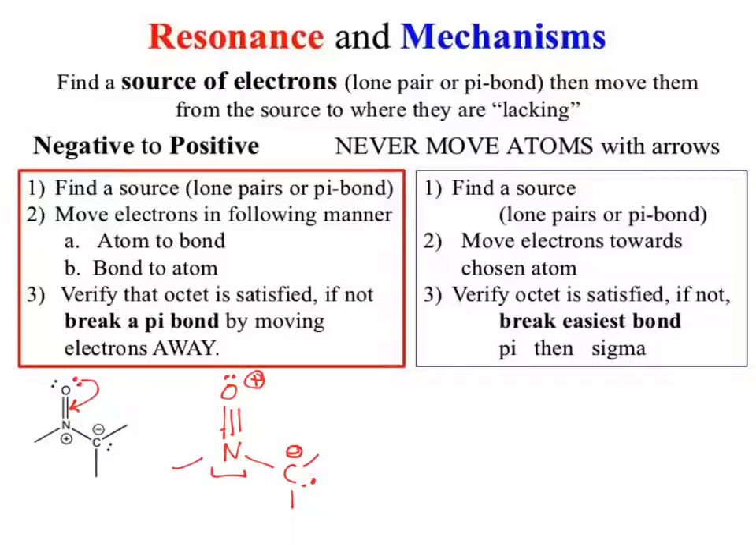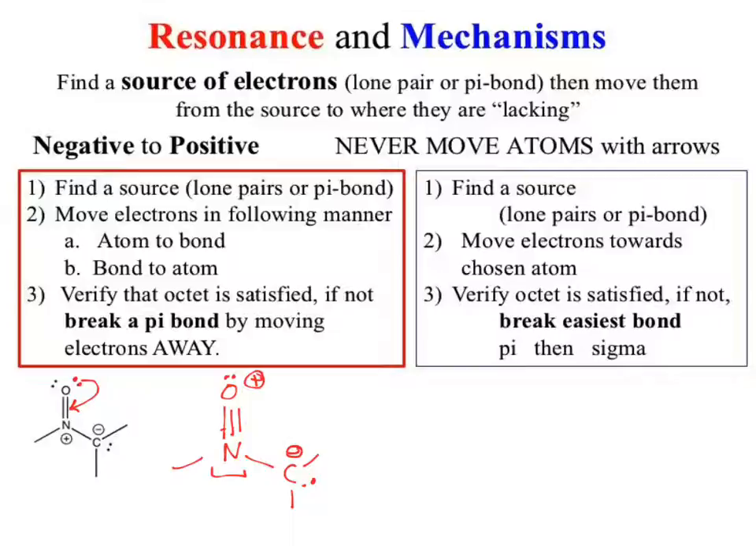My octet is exceeded, I will break a pi bond by moving the electrons away. What choices of pi bonds do I have around that nitrogen? There's 2 of them, both of them in the exact same position. I need to move those electrons away from the atom that exceeded its octet. They need to move away from the nitrogen. It's got to go back up to the oxygen.